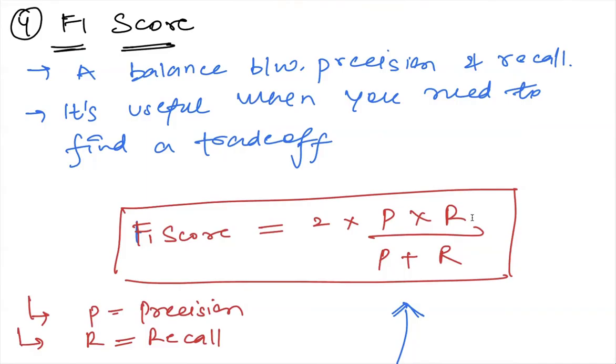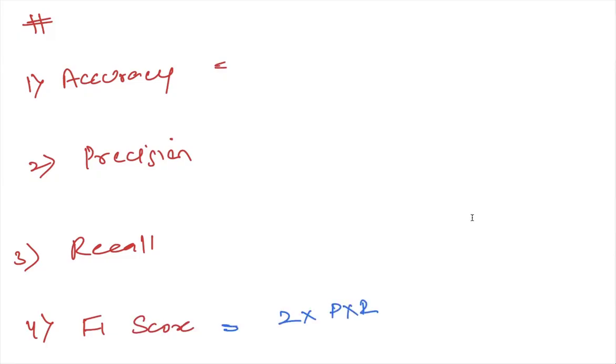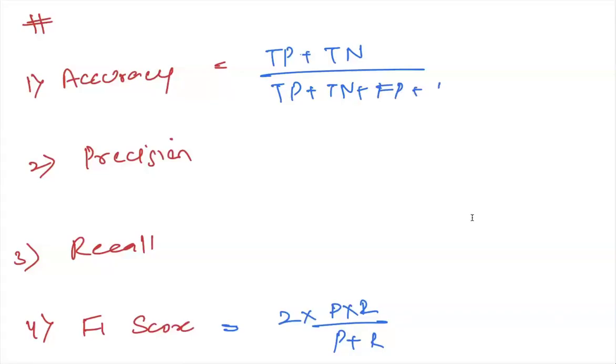Let me summarize it again. So we have accuracy, precision, recall, and F1 score. Accuracy, precision and F1 score are very easy, right? F1 score is 2 times precision times recall by precision plus recall. This is the easiest formula, right? Accuracy, as I said, is true positive plus true negative by all: true positive plus true negative plus false positive plus false negative, right?